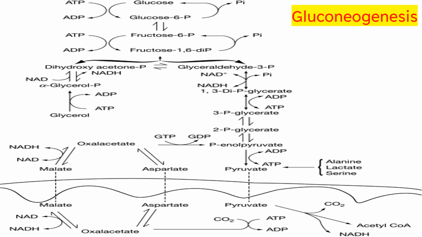gluconeogenesis. The four unique reactions are pyruvate carboxylase, located in the mitochondrial matrix, phosphoenolpyruvate (PEP) carboxykinase, located in the mitochondrial matrix and cytosol, fructose 1,6-bisphosphatase, located in the cytosol, and glucose 6-phosphatase, located in the endoplasmic reticulum.